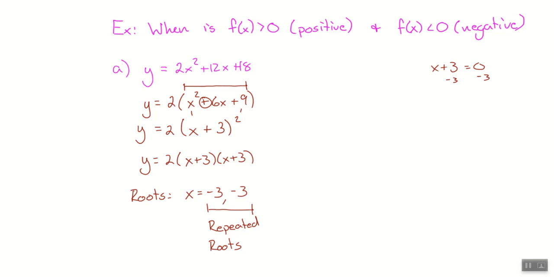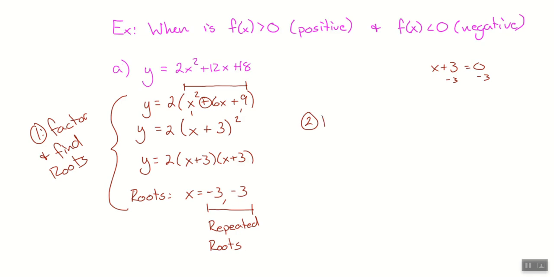This looks like vertex form to me. I think the vertex is at negative 3 comma 0. And then we can see what else it does. But check it out. We have found the roots. That's like step 1. And I'm just going to put it here. 1, factor, and find roots. Okay. Now, if we don't want to have to graph everything, which I don't think that we do, I'm going to, step 2, put roots on a number line.